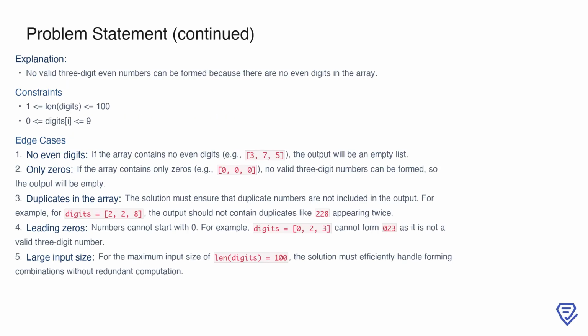Now, let's consider a case where no valid numbers can be formed. For instance, if the input array is digits equals 3, 7, 5, none of these digits are even. Since we cannot form any three-digit even numbers without at least one even digit, the output will be an empty list. To summarize, the solution should account for various constraints and edge cases. For example, if the array contains only zeros, no valid numbers can be formed. The solution must also handle duplicates and ensure that numbers with leading zeros, such as 023, are excluded. Finally, for larger inputs of up to 100 digits, the solution must remain efficient and avoid unnecessary computations while ensuring correctness.